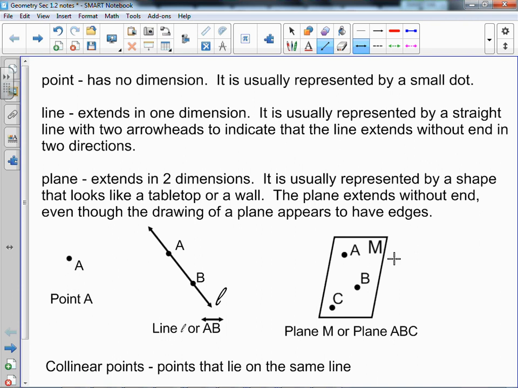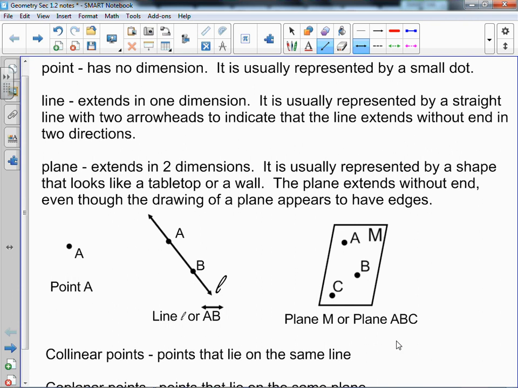Right, so here we have 3 points in the plane, or we can have just a label for the plane. So capital M right here says plane M. There's not a point attached to it, so that's just a label for the plane. Or we can use 3 of the points. Points A, B, C would give us plane ABC.